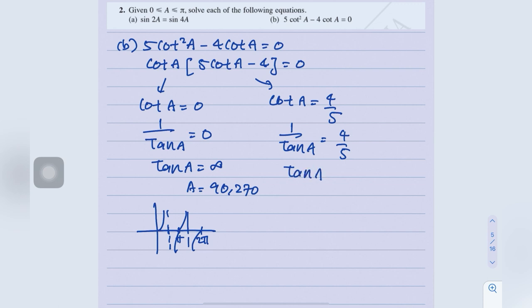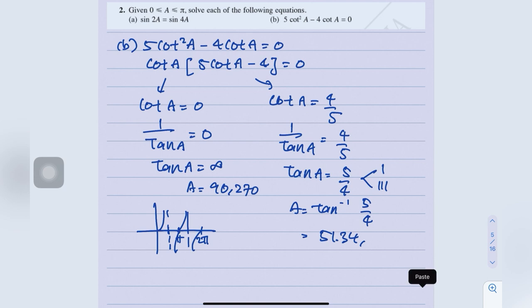For cotangent A equals 4 over 5, 1 over tangent A equals 4 over 5, then tangent A is 5 over 4. Tangent is positive in quadrant 1 and 3, so A equals shift tangent 5 over 4, which is 51.34 in quadrant 1, and in quadrant 3, plus 180 is 231.34. But from the question, A is between 0 and pi, meaning from 0 to 180.